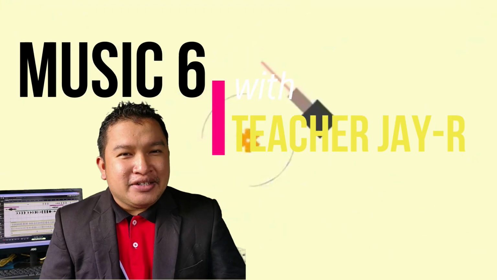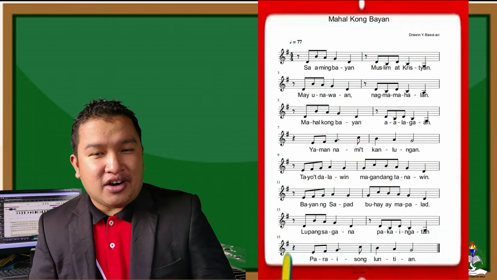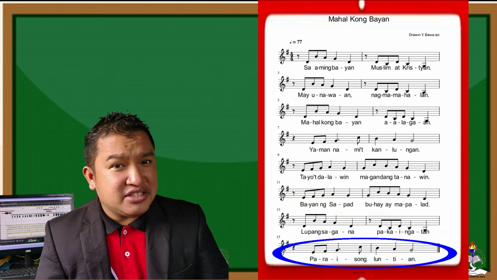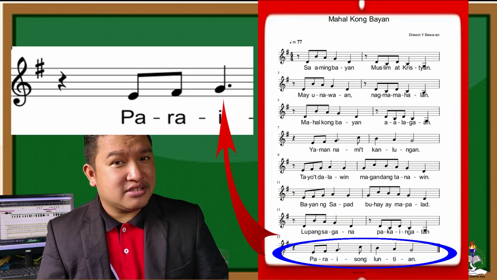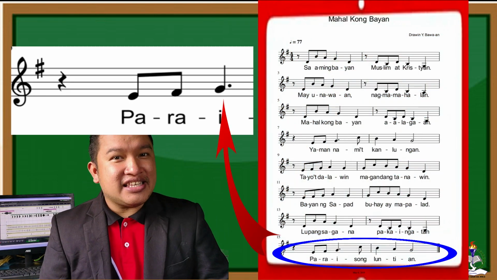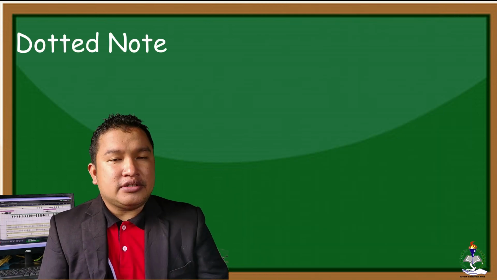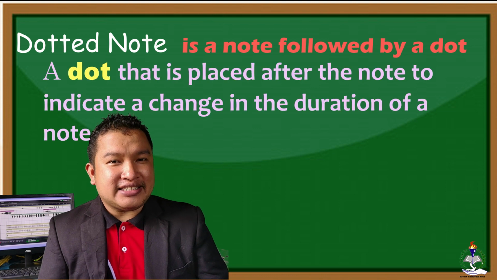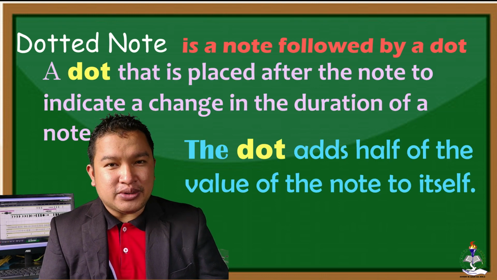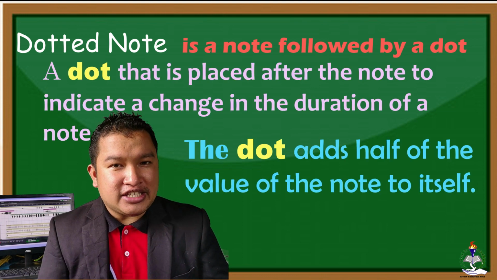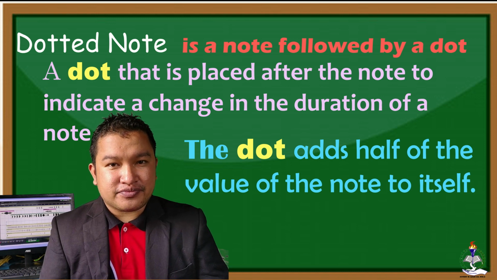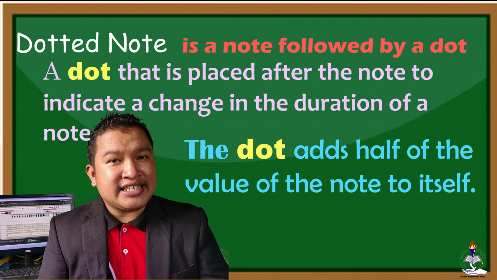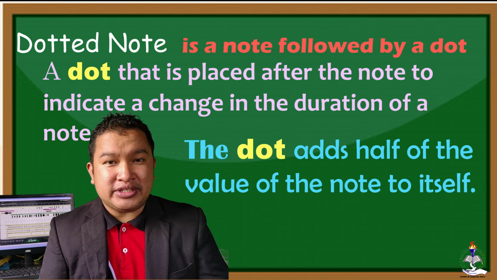Going back to the last 2 measures of the song, have you seen a dotted note? What do you think is its value? Dotted note is a note followed by a dot. A dot that is placed after the note indicates the change in its duration. A dot adds half to the value of the note itself.